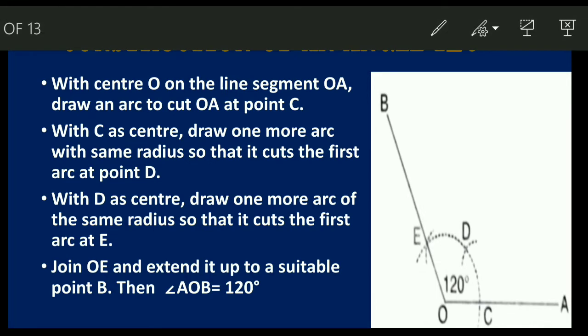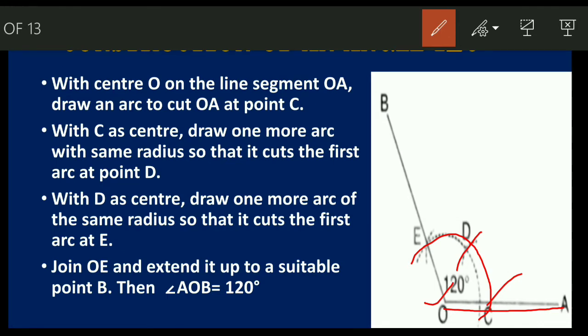So what you have to do, first you draw a line segment of any length. After you have drawn, then make the O as the center and with your compass draw one arc. After drawing the arc, where you have cut the line OA, that particular point is C. Now take C as the center and put your compass on C and cut one arc. Where you are cutting that arc, that is point D, and that is 60 degree.